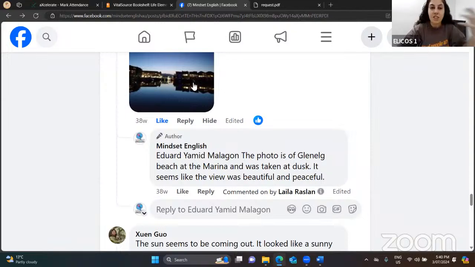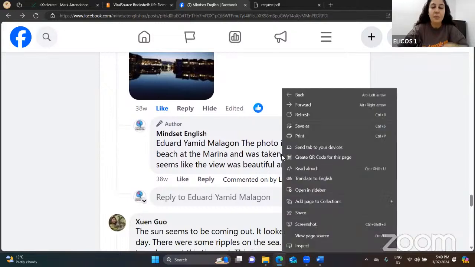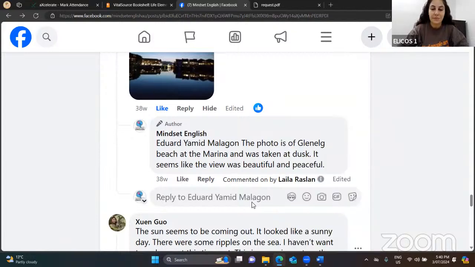So imagine they showed us this photo. So they should have said, oh, this picture was taken. I took this picture when I was at Glenelg Beach last week. It was taken at dusk. Okay, so they could have been a little bit clearer. When did they take it? What were they doing there? They could have said we were just going for a nice walk and we took this picture because it was just beautiful and peaceful.